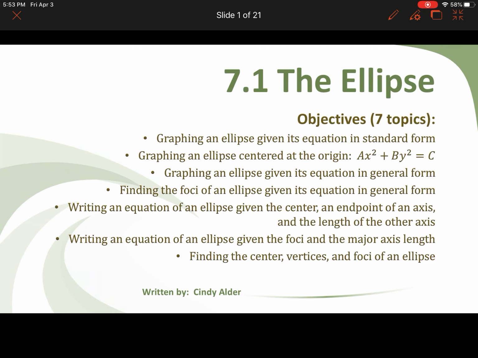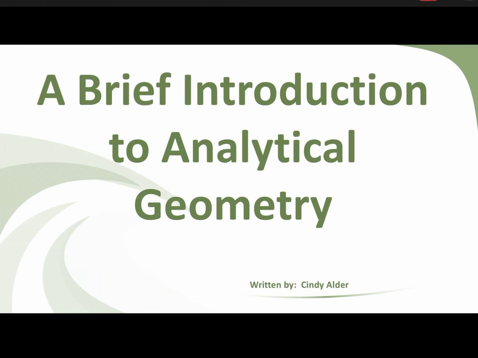This is the video for section 7.1 in Math 1050. So in this next chapter, in chapter 7, we're going to talk about some geometry. It's called analytical geometry. And in particular, we're going to talk about conic sections. And this first one, we're going to be doing the ellipse.